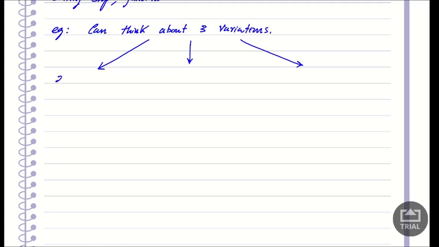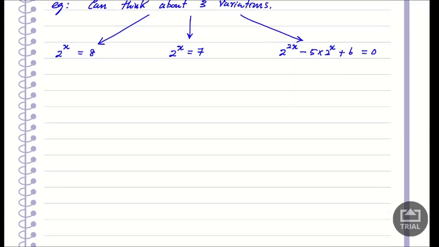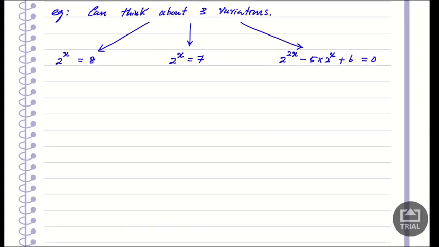First thing would be 2 to the power x is equal to 8, this kind of a thing. Second thing would be 2 to the power x is equal to 7, this kind of a thing. Third one would be 2 to the power 2x minus 5 times 2 to the power x plus 6 is equal to 0, this kind of a thing. Okay. So in our regular class, we have gone through all of these things. If you want to brush up, firstly we will discuss the first one.